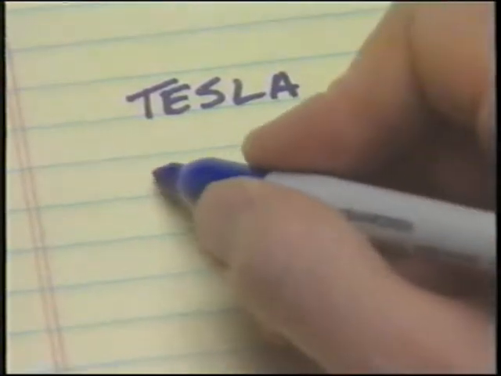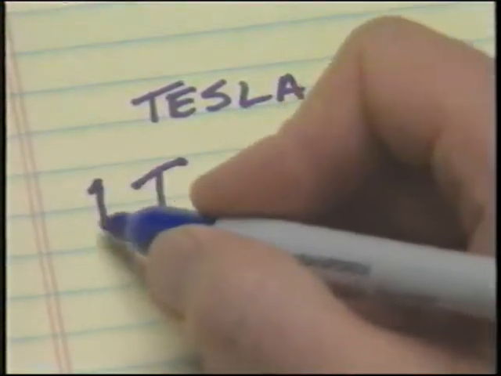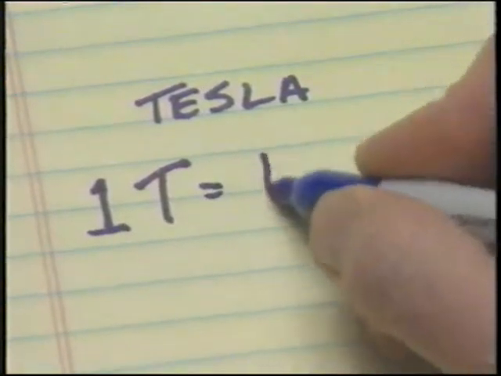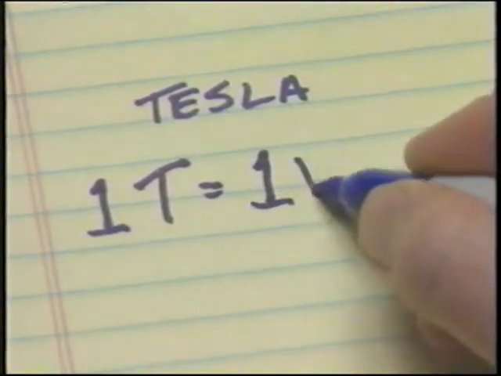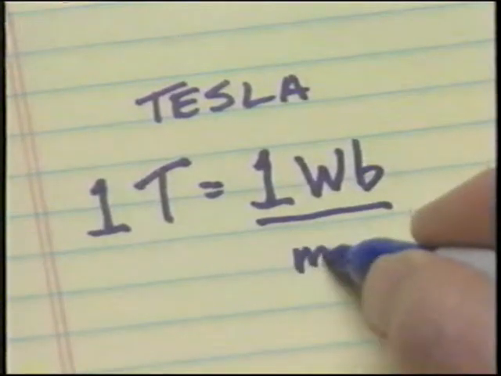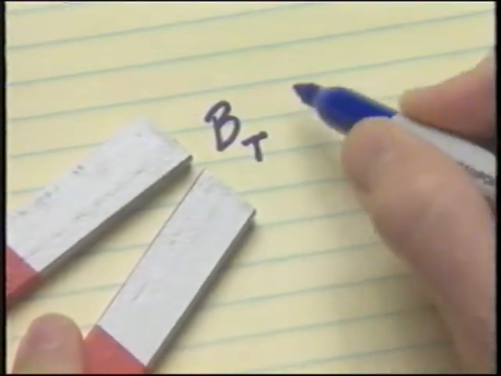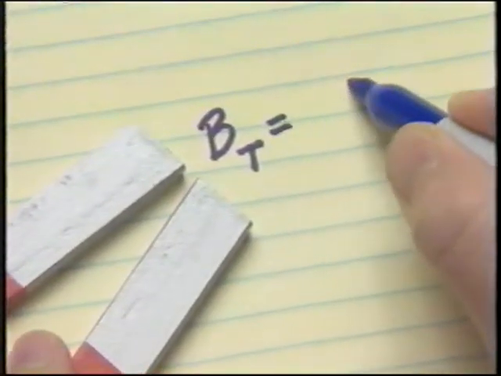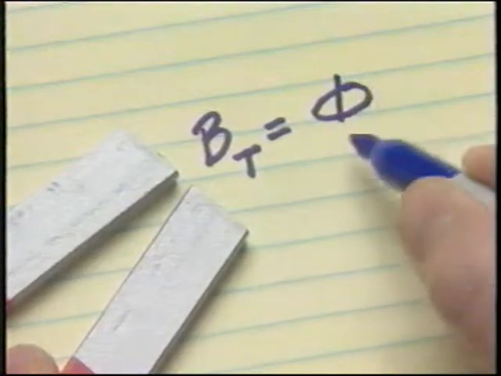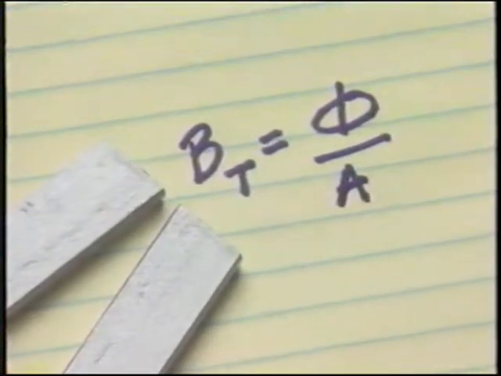A larger unit of flux density is the Tesla, identified by the capital letter T. The Tesla is equal to 1 Weber per square meter, that is, 10 to the 8th magnetic lines of force passing through an area 1 meter by 1 meter. Use this formula to calculate flux density of a given magnet. B sub T, the flux density in Tesla, equals phi divided by A.